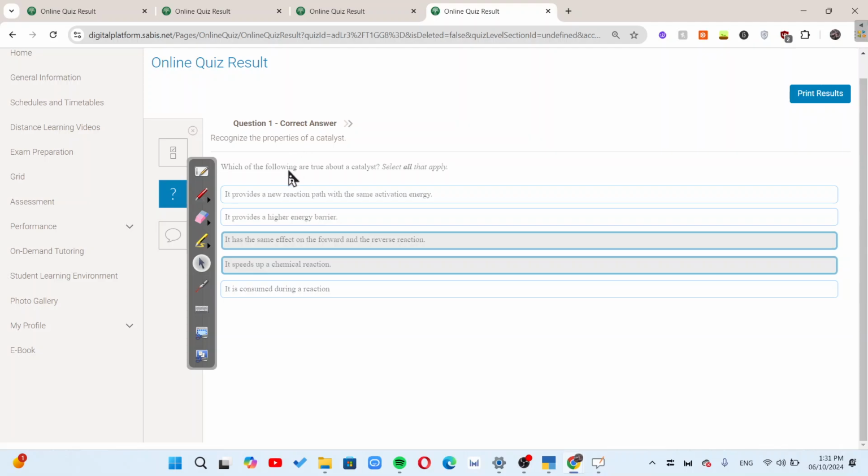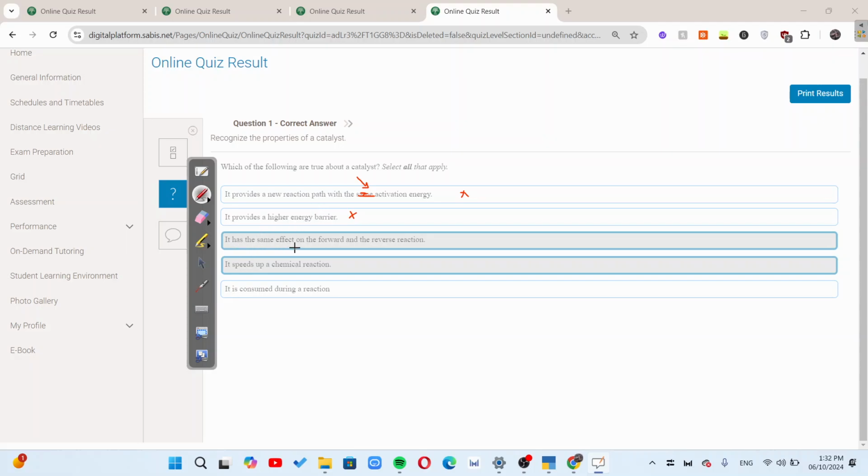Now let's review the properties of a catalyst. It provides a new reaction path, yes. With the same activation energy, no. It's supposed to be lower activation energy, not the same. Okay, my arrow is terrible. This is supposed to be lower, not the same. It provides a higher energy barrier, no. It doesn't. It provides a lower energy barrier.